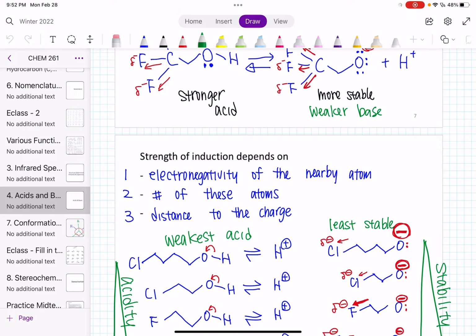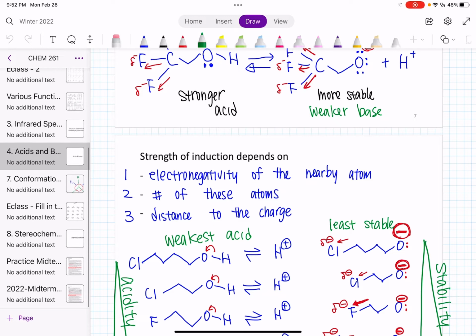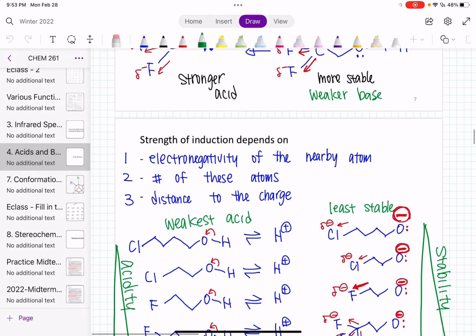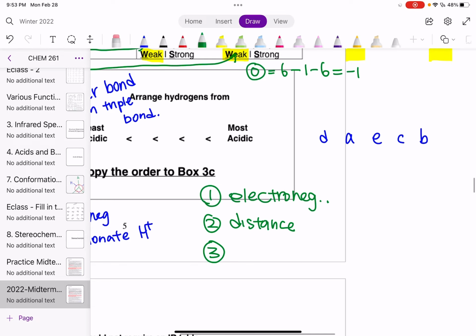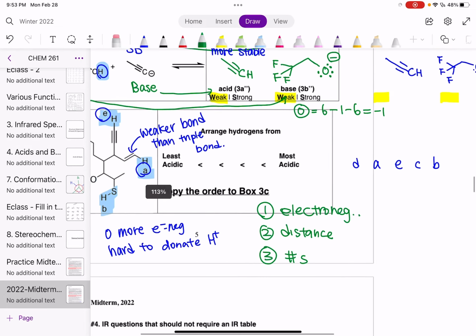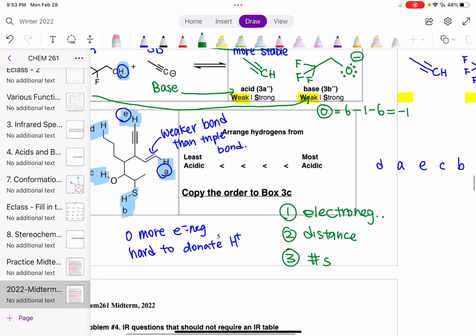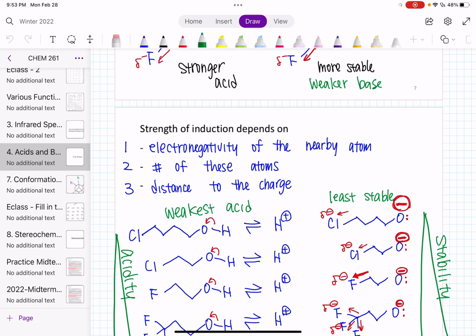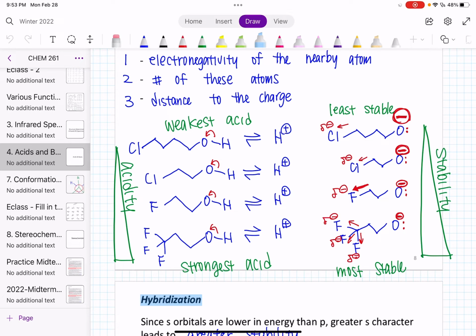Okay, number of these atoms and the distance to the charge. So we have the electronegativity and we have the distance, so we just need the number of these atoms, like how many atoms. For instance, if it's connected to a bunch of atoms, like we have right here, connected to 3 instead of 1, it will be a stronger acid, right? So number does matter.